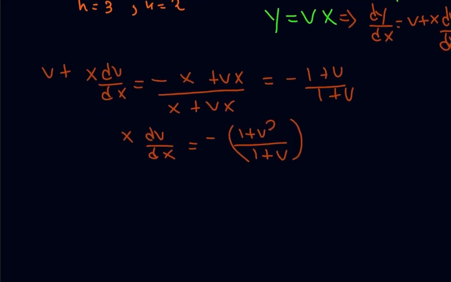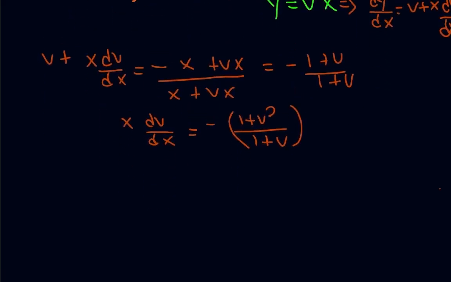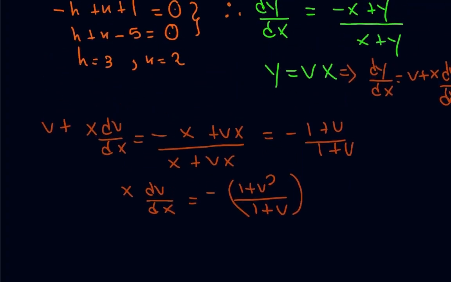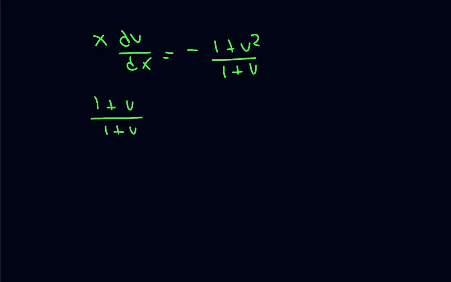Now this equation can be solved using the variable separation method. So I will do that here. Our equation is dv/dx, 1 plus v squared divided by 1 over v. Now move all the v terms into the left hand side: 1 plus v squared minus 1 over x dx.